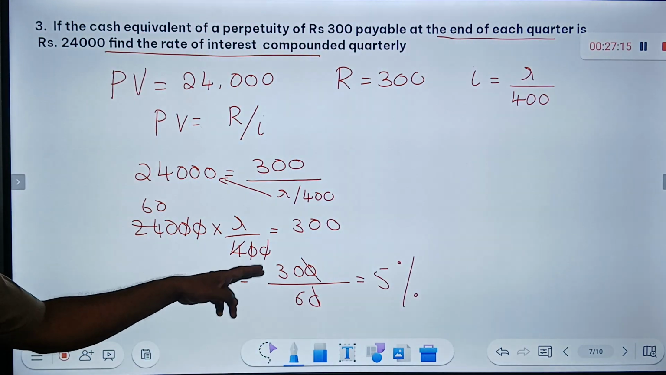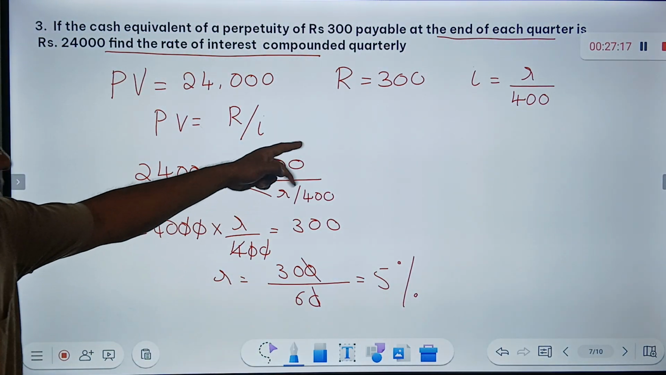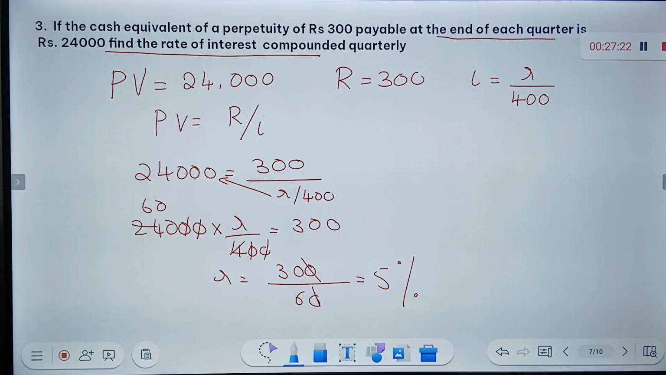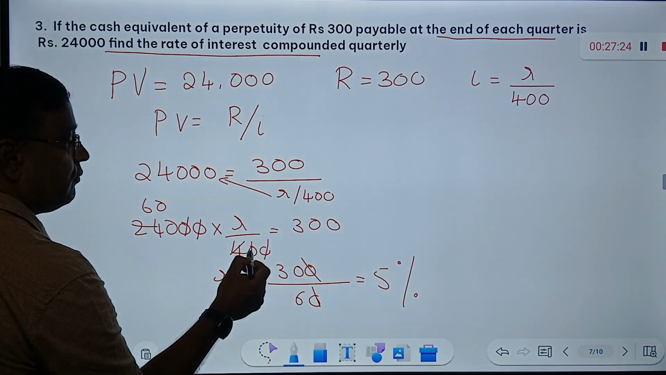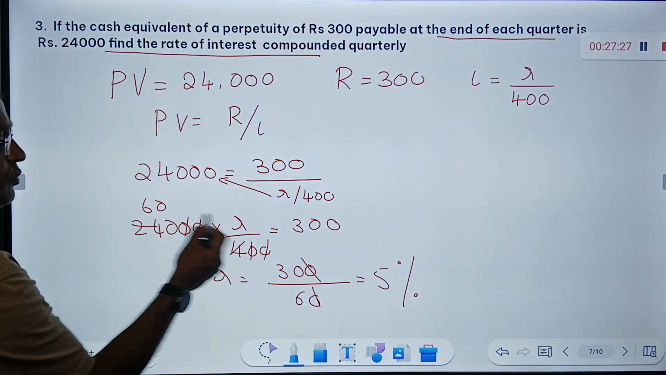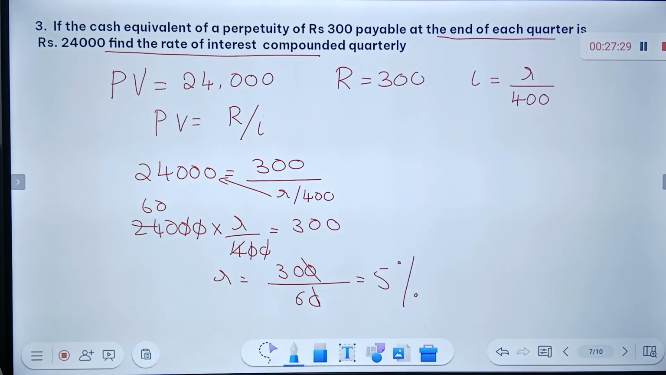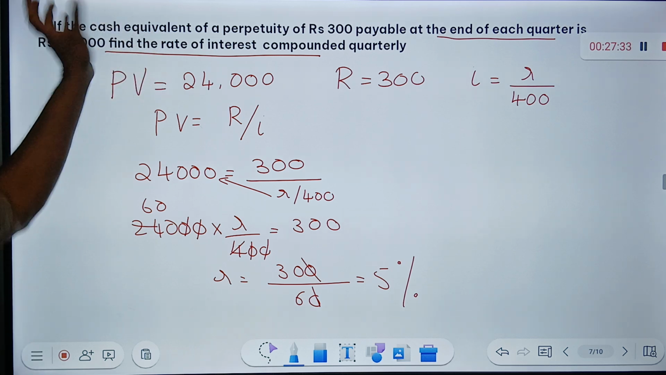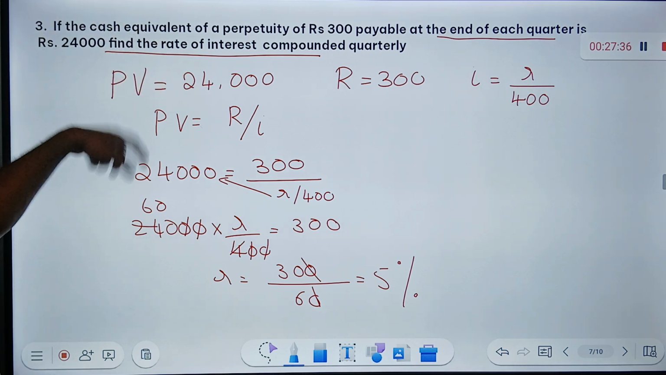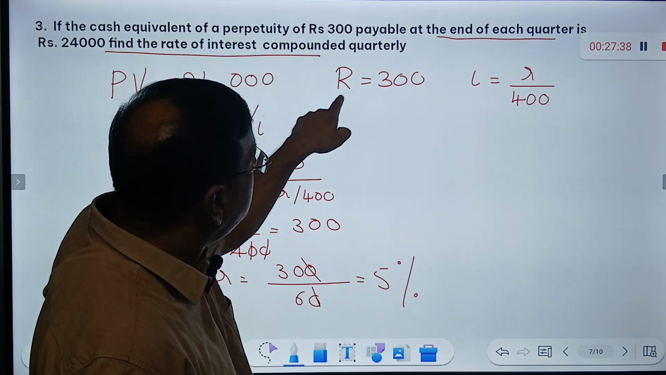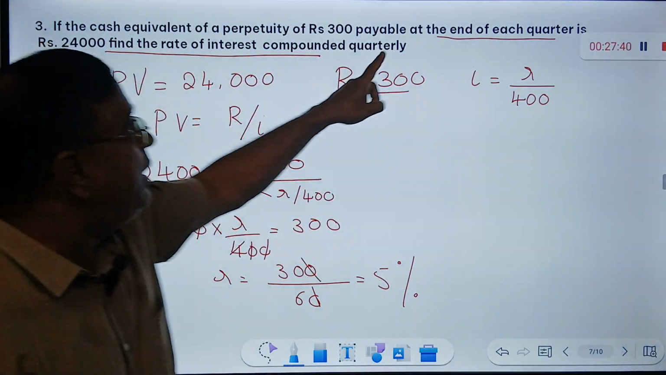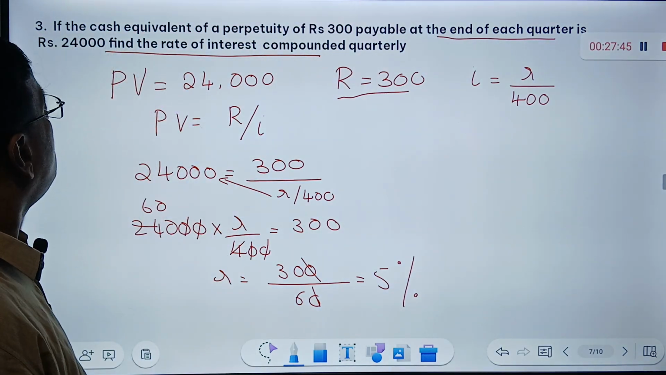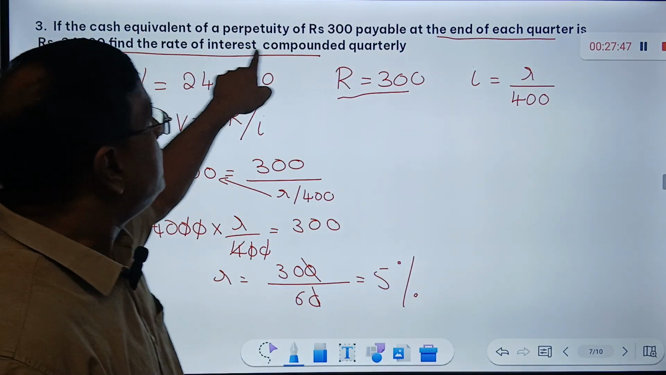So this way of calculation is better. You can do it in any way, but you have to do the calculation completely. See, 24,000 into R by 400. Then I just have to do the calculation and cross multiply, and I get the rate of interest. See, the cash equivalent means that's the present value of rupees 300. So that is the periodic payment made at the end of each quarter. At the end means R by I. End of each quarter. Okay. So I find the rate of interest.